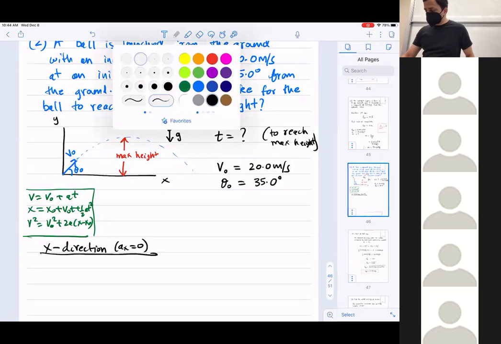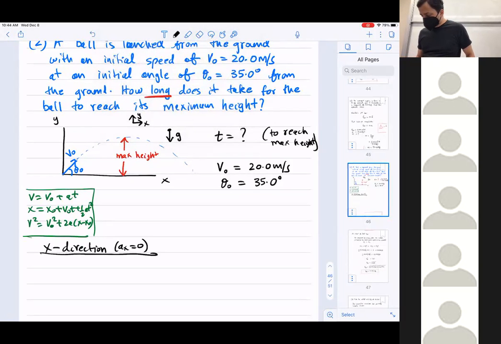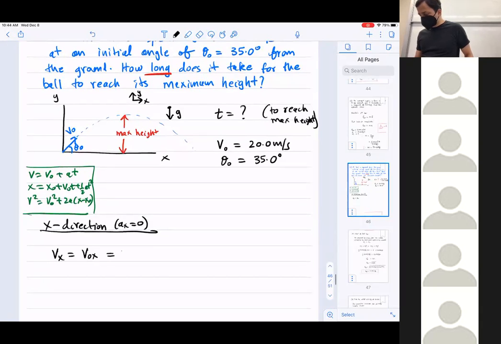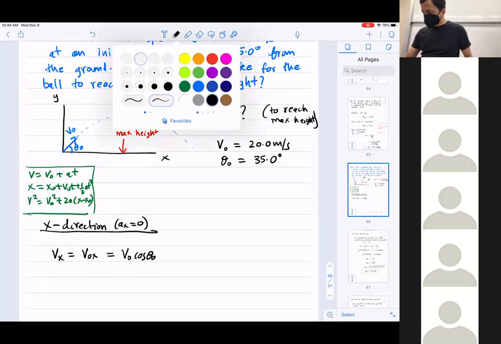So because AX is 0, along here I know that Vx is equal to V naught X plus 0, because my AX is 0. And what is V naught X? It's just equal to V naught cosine theta naught, right? Because let me write this out here.